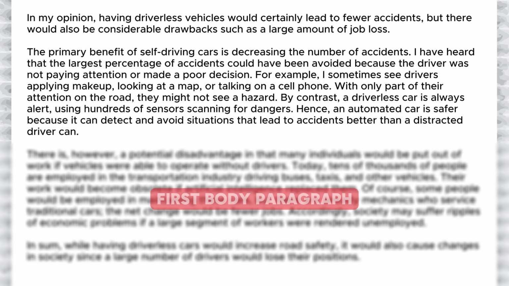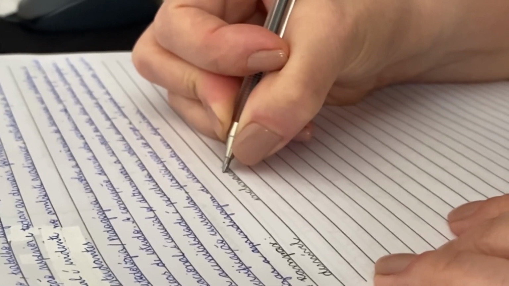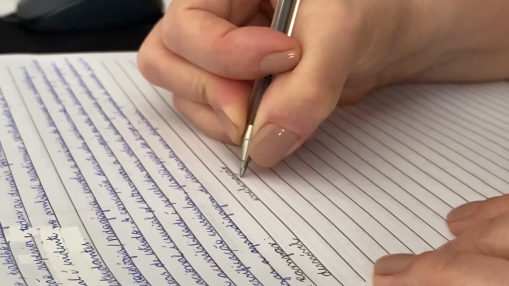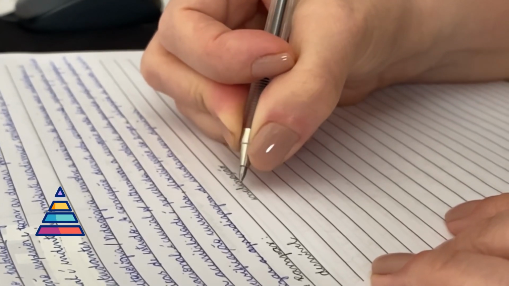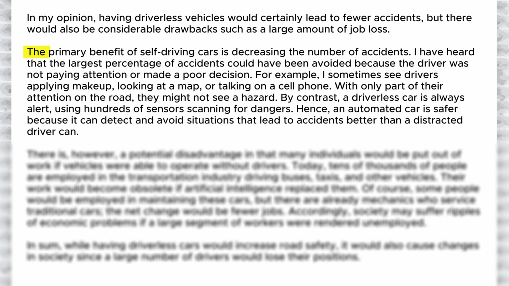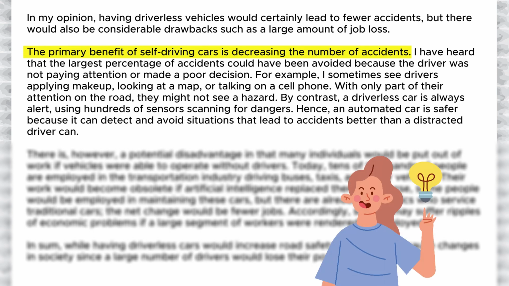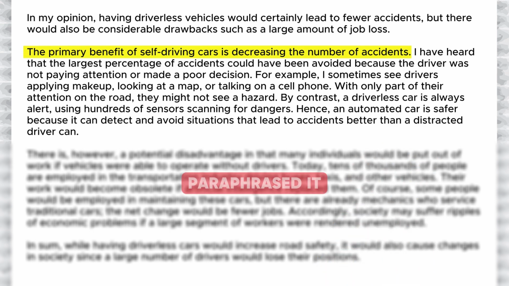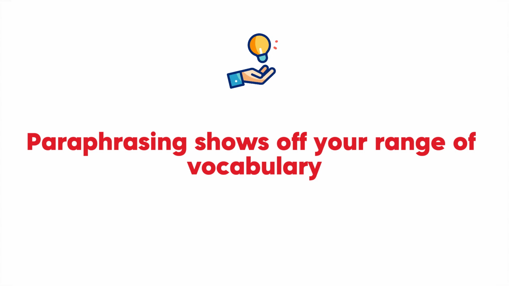I move on to the first body paragraph and I leave some space between the paragraphs. Paragraph structure is important because it shows the examiner that you are able to write a well-structured answer. The primary benefit of self-driving cars is decreasing the number of accidents. I said the first idea again, but I paraphrased it a little. Paraphrasing shows off your range of vocabulary.